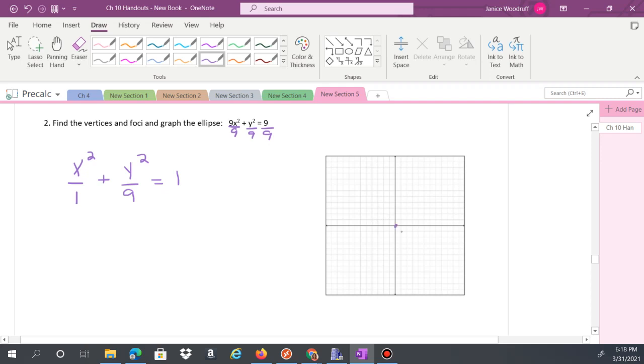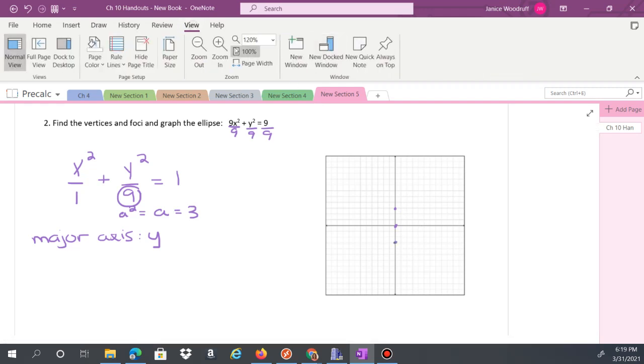Yeah, the center's at 0, 0. So we got the center. Is this going to be a vertical or horizontal major axis? Vertical, yeah, because the 9 is under the y. So this is a y major axis, which means this is your a squared, which means a equals 3. So I'm graphing it. So I've got 1, 2, 3 up, 1, 2, 3 down.